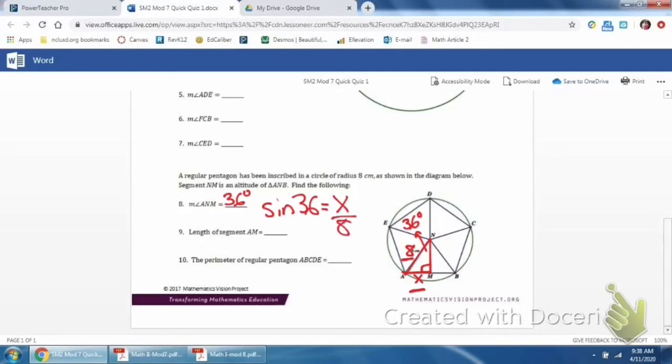Whenever we write an equation with an x in it, all we have to do is solve that, and that'll give us what we're looking for. So to get rid of the 8 on the bottom, multiply both sides by 8. And so x should be equal to 8 times the sine of 36, which should be about 4.7. So that means the length of segment AM is 4.7 centimeters.